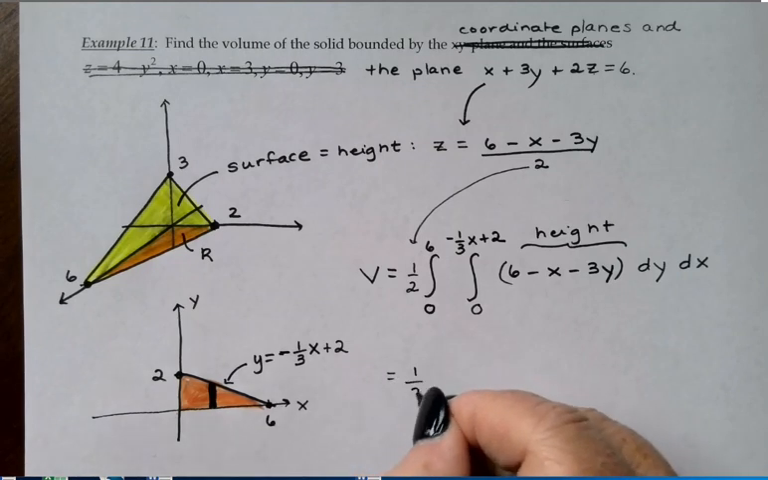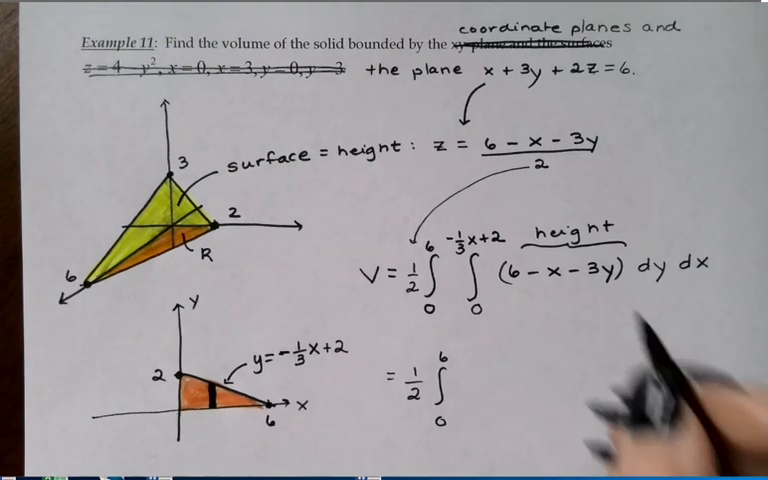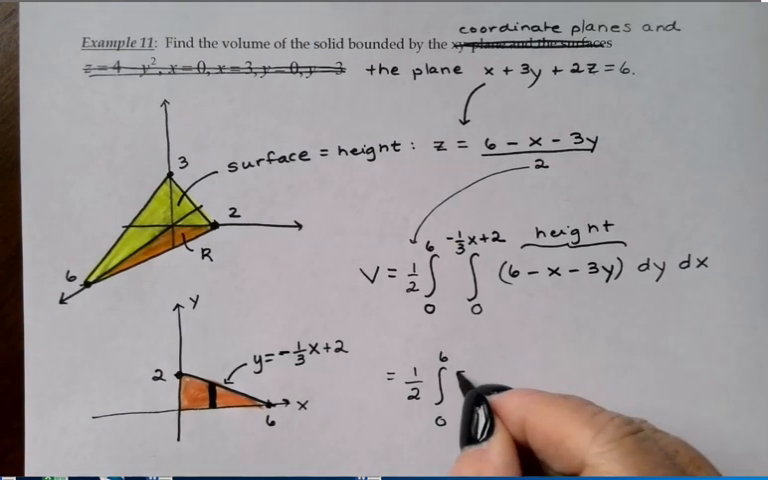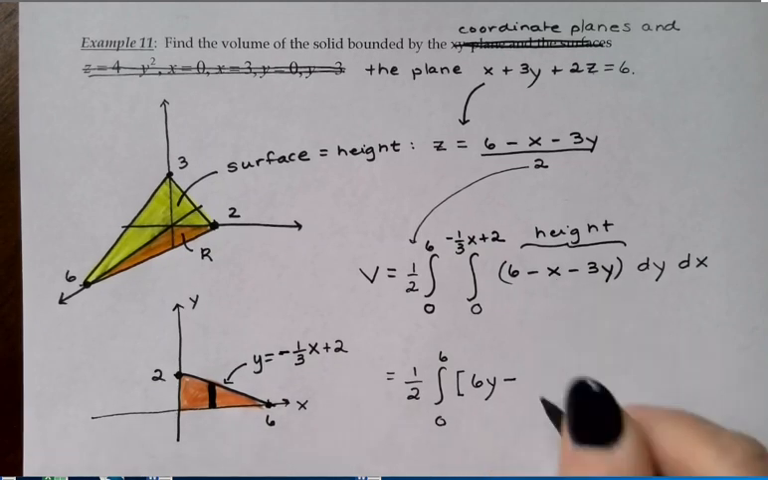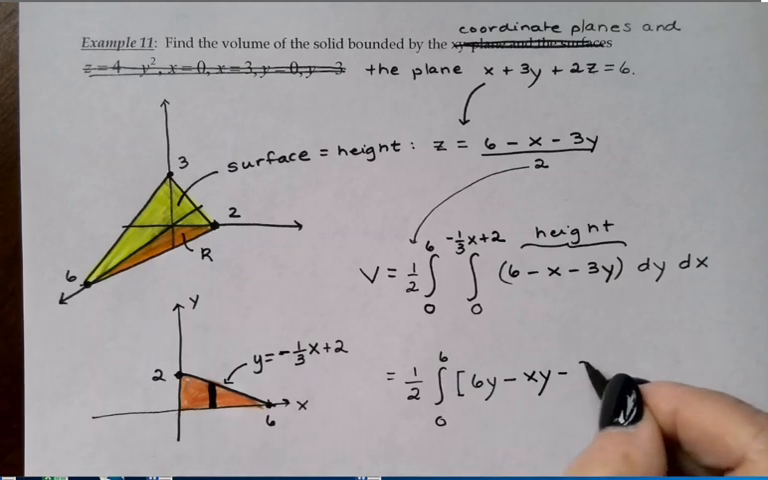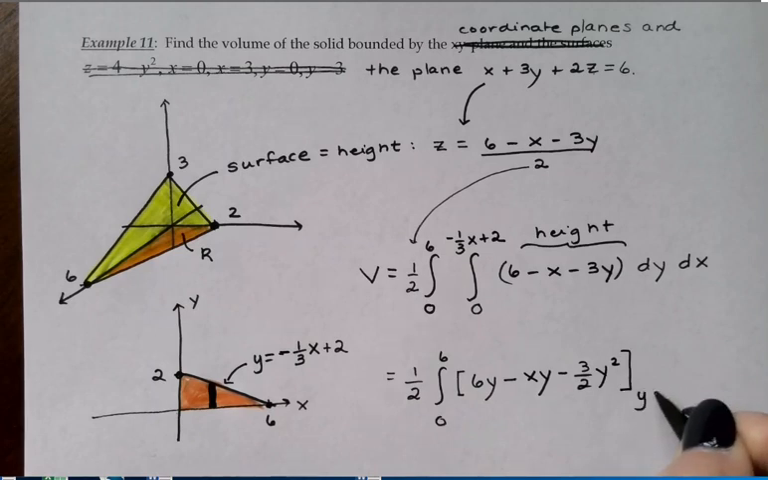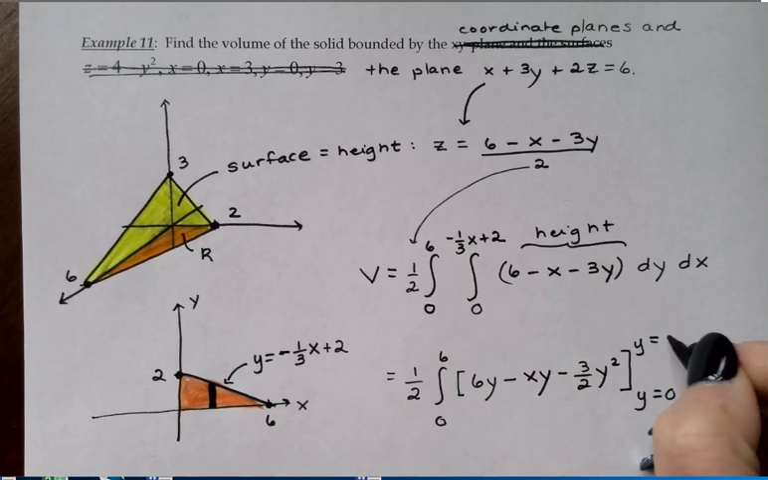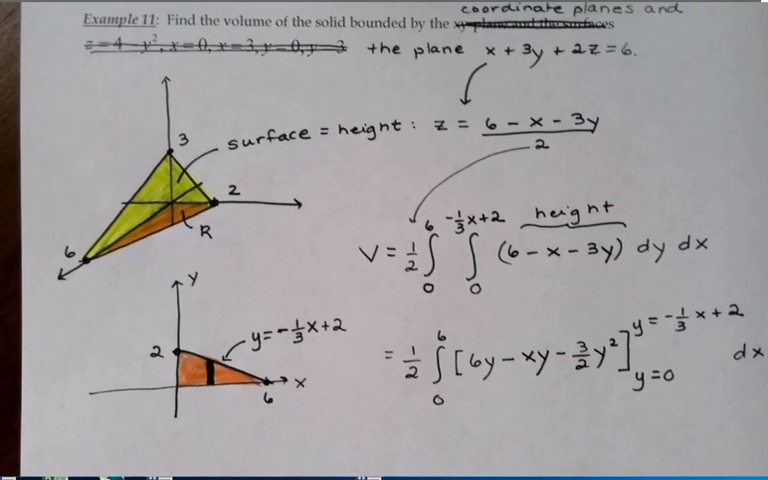All right, to evaluate this, I'm integrating dy. So 6 would become 6y. Minus x is also a constant, so xy. Minus 3/2 y squared. And that goes from y equals 0 to y equals -1/3 x plus 2. dx is still hanging out there waiting its turn.